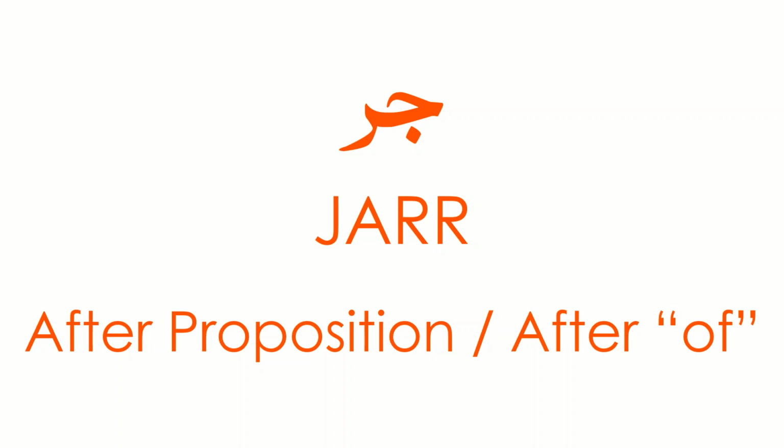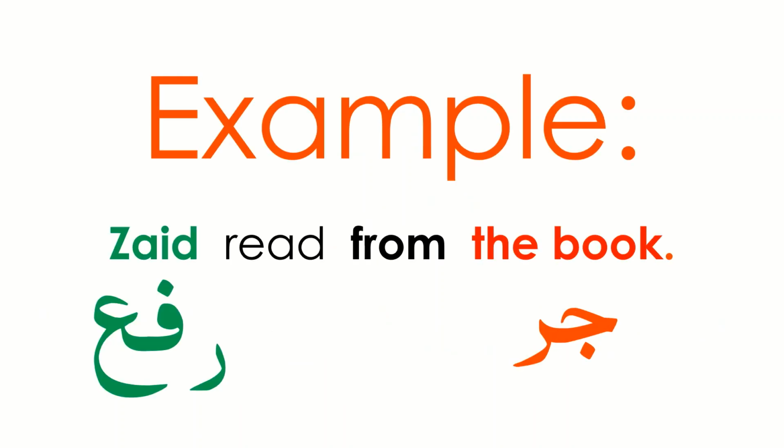Jarr status means an ism which comes after the preposition or comes after the word of. Let's take the following example. Zaid read from the book. Here Zaid is Rafa because he is the doer of the act and the action here is to read. And the book is written after the preposition from, so the book will be in Jarr status.